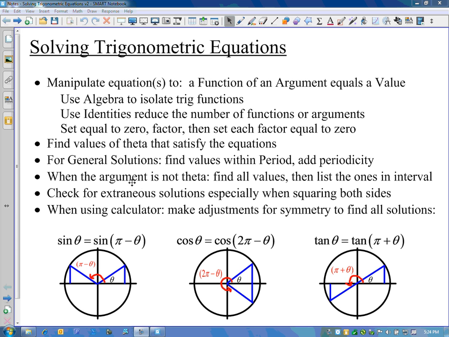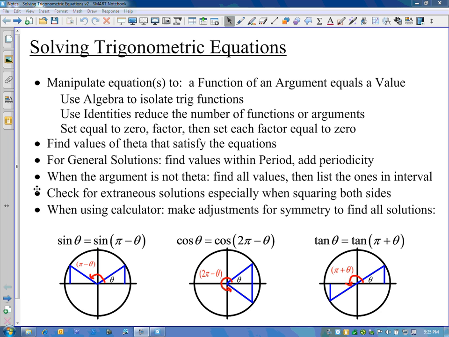Sometimes you're going to have an argument that is not just theta. It might be the sine of some expression. In those cases, you may need to do a little extra work. You may need to find the general solution first and then find some specific values by plugging in integral values for your k or your n, and then you're going to list the ones in the solution set that are in the interval you're looking for.